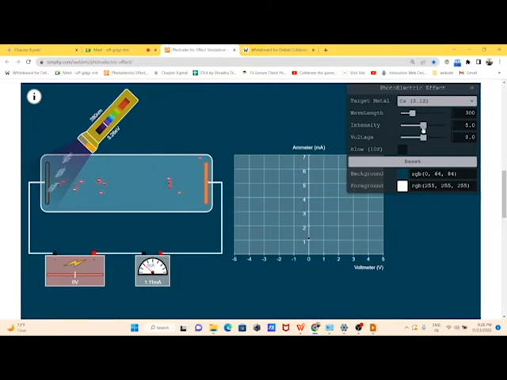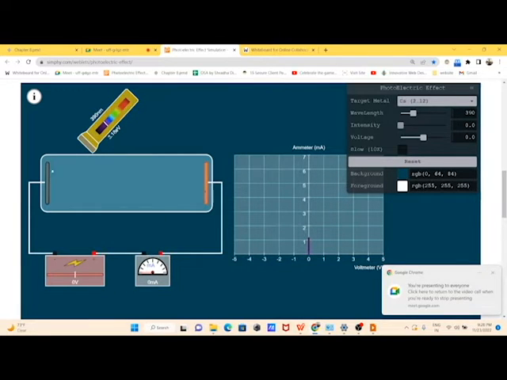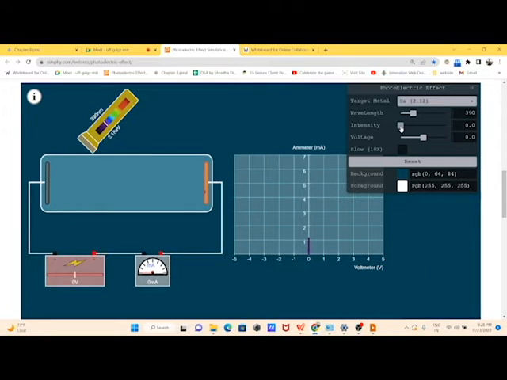See, for example, here I'll reduce the intensity and I'll reduce the wave. Now there is no light falling on this metal. This is your basic observation.